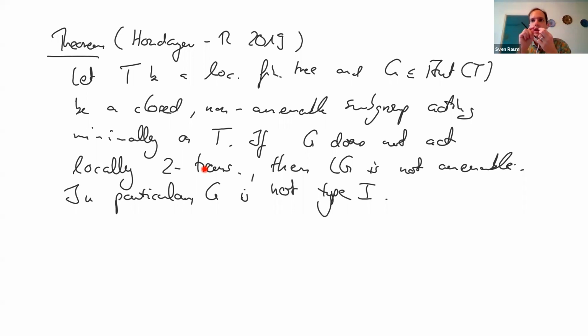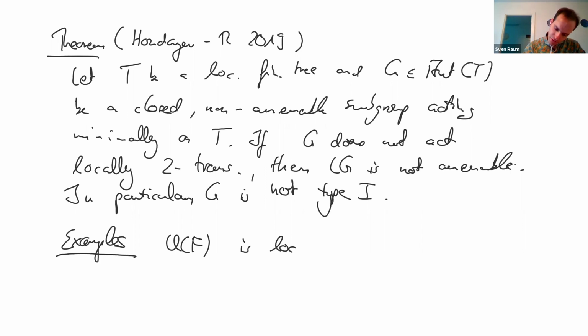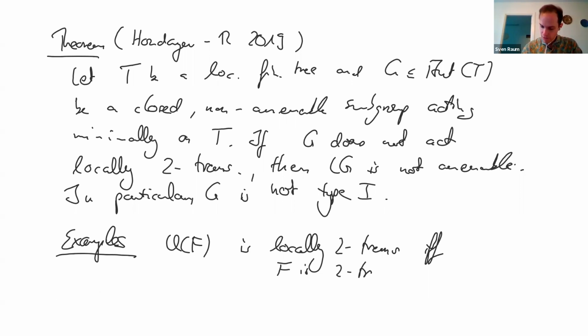Okay. And what does locally 2-transitive mean? It means that if you look at a vertex stabilizer, it acts 2-transitively on the edges attached to that vertex. So this would mean locally 2-transitive. And for the examples, U(F) is locally 2-transitive if and only if F is 2-transitive, if and only if U(F) acts transitively on the boundary.